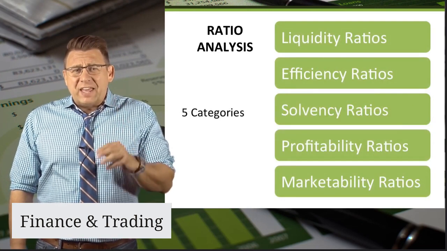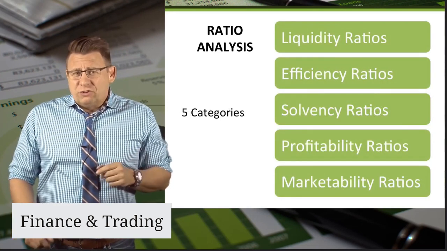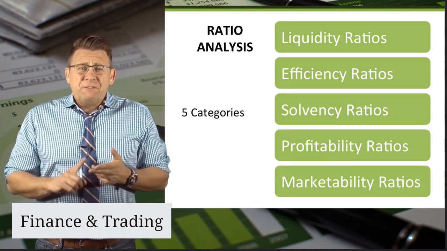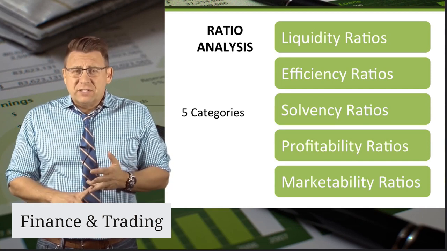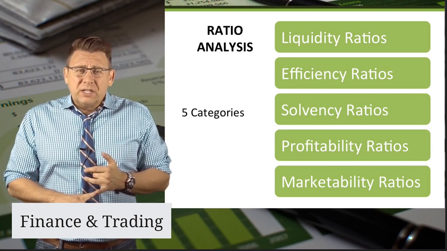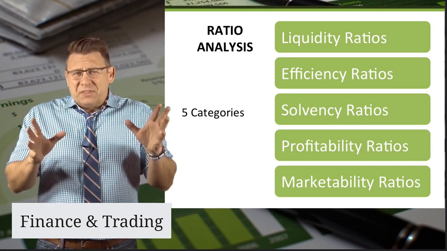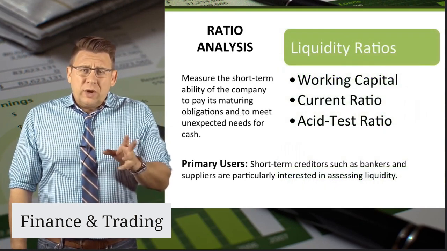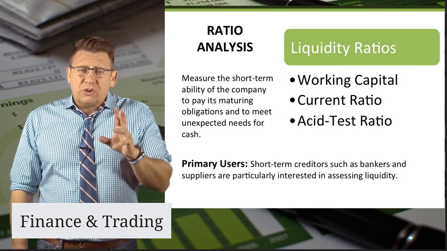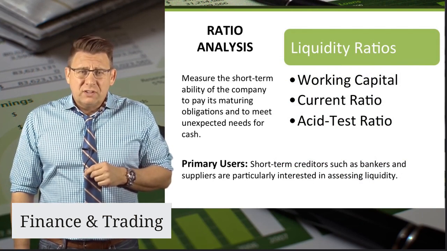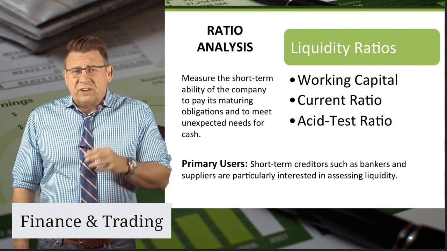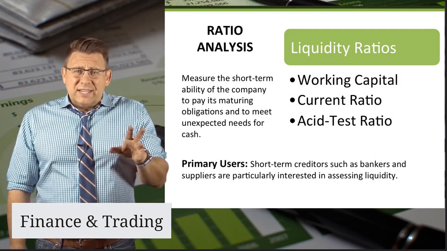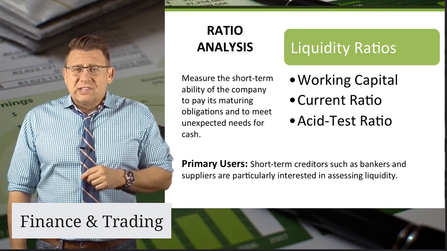Generally, there are 5 categories that all ratios fall into. The categories are liquidity ratios, efficiency ratios, solvency ratios, profitability ratios, and something I'm calling marketability ratios. Liquidity ratios measure a company's short-term ability to meet its obligations. The primary users of this financial data are short-term creditors. You can see some of the common ratios listed on the slide.